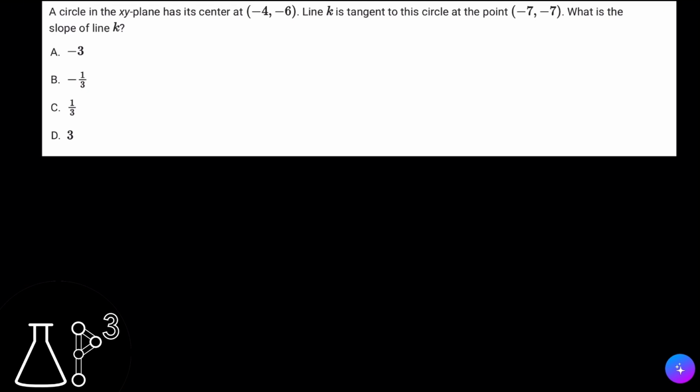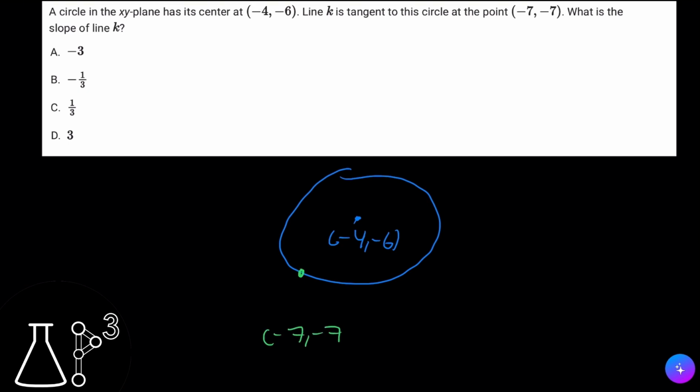So I'm given that we have a circle. So let me draw a circle right over here. And I'm given we have the center of -4, -6. So center of -4 and -6. What I'm also given is that line K is tangent to the circle at point -7, -7. So I'm gonna do it in green. So I'm gonna have a point roughly around here that's -7 and -7. And we have line K that is tangent to the circle at the point -7, -7.